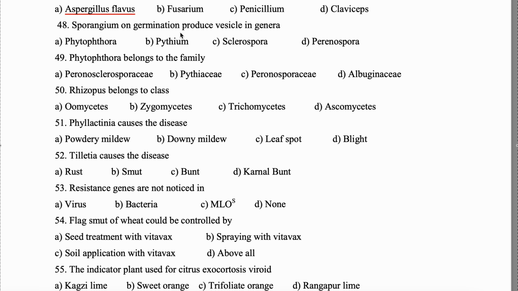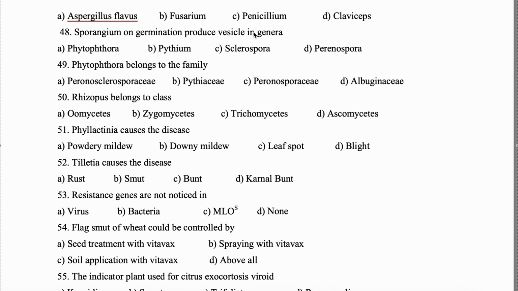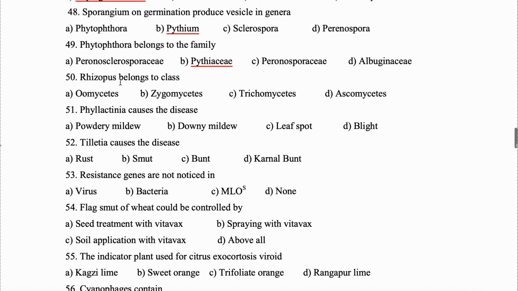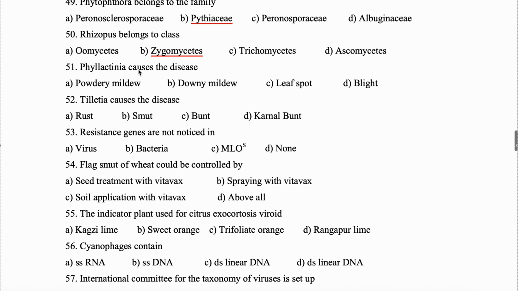Question 48. Sporangium on germination produces vesicle in which genus? So, vesicle is seen in case of Pythium. Question 49. Phytophthora belongs to the family Pythiaceae. 50. Rhizopus belongs to the class Zygomycetes. 51. Phyllactinia causes the disease. It is the genus of, again, powdery mildew.